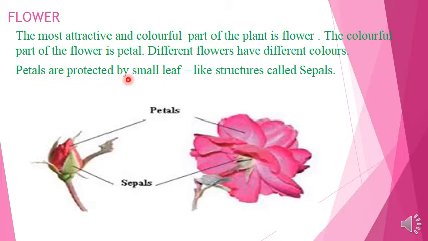Petals are protected by small leaf-like structures called sepals. You can see here the sepals. They help to protect the bud. Okay, these are called sepals, and the colorful part of the flower is called the petal. Petals are the most attractive part of the plant. These are the external structures of the flower.